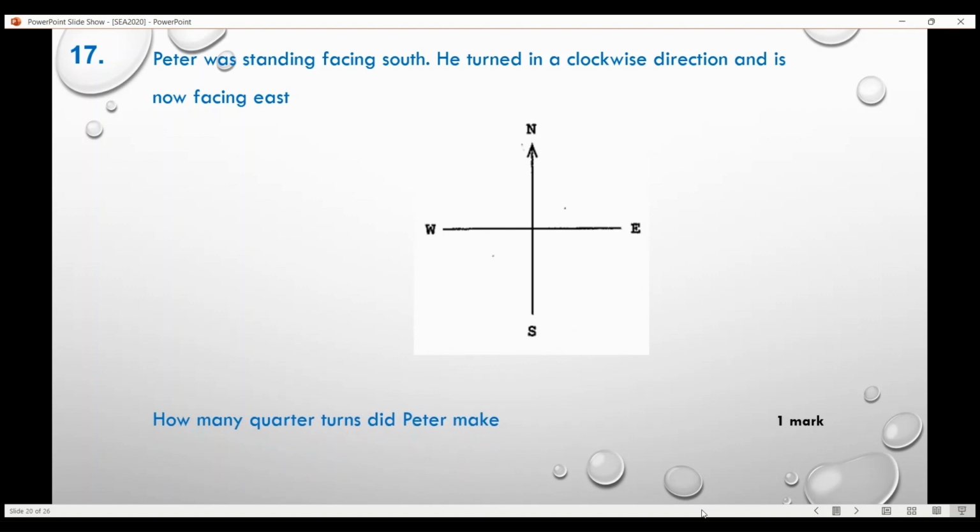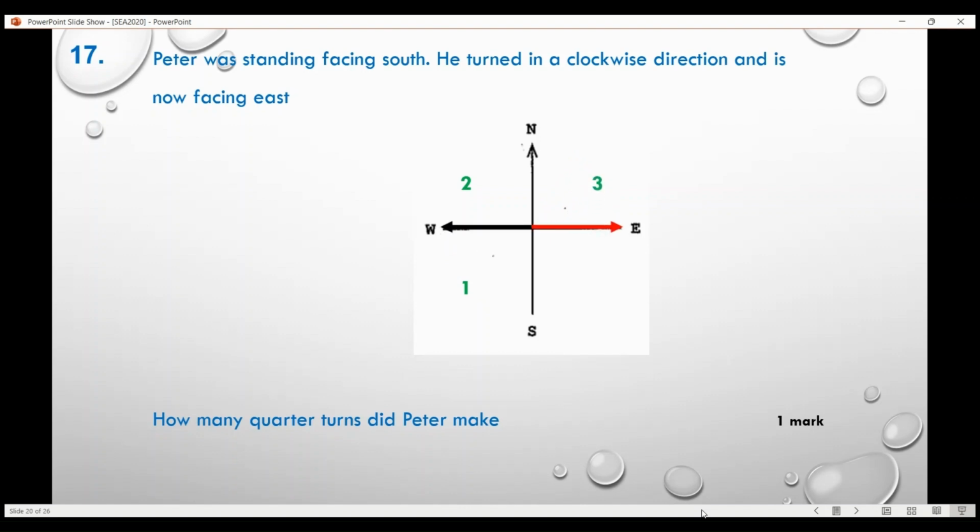How many quarter turns did Peter make? So if we consider a red arrow showing where Peter started off facing south, and he's making quarter turns. One quarter turn will cause him to face west. And then he has to end up at east. So he has to turn again, and that will give us a second quarter turn. And finally, a third quarter turn will end up at east.